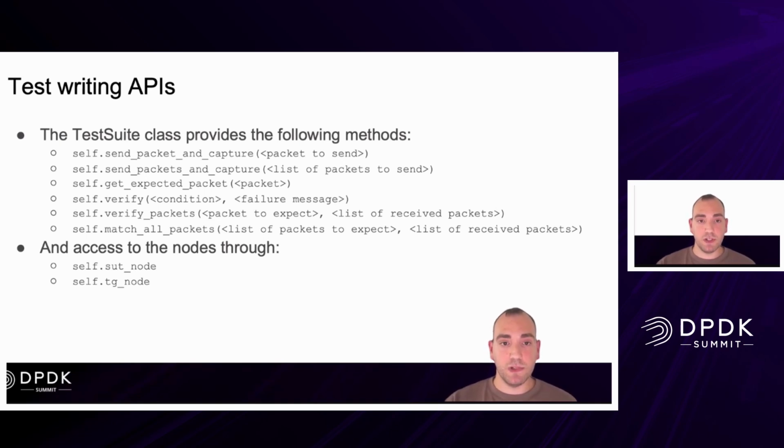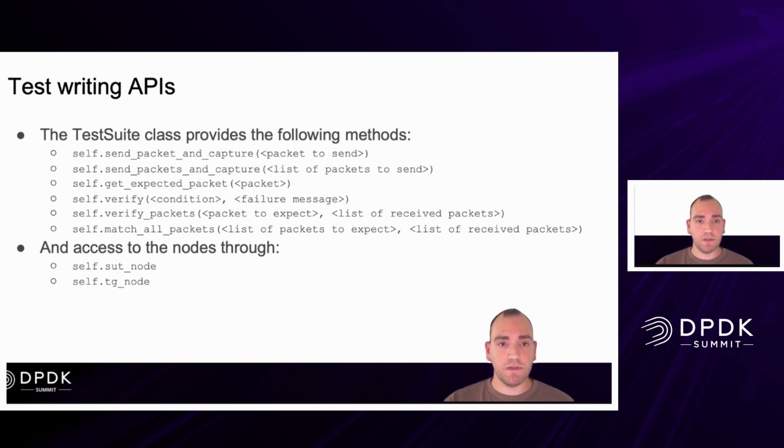We also have verify packets, which effectively just takes one packet to be expected. Usually you use this in conjunction with get expected packet, and then the list of received packets from, for example, send packet and capture. It will do a deep packet inspection. If your packet is in the list, then this succeeds. Otherwise, it will fail the test case. Finally, we also have match all packets. It takes a list of all the packets to expect, and you give it a list of all the received packets, and it's just going to basically count if all the packets you expected are present in the received ones. If so, it passes, otherwise it fails.